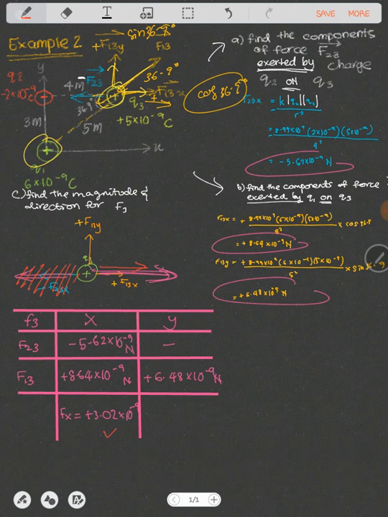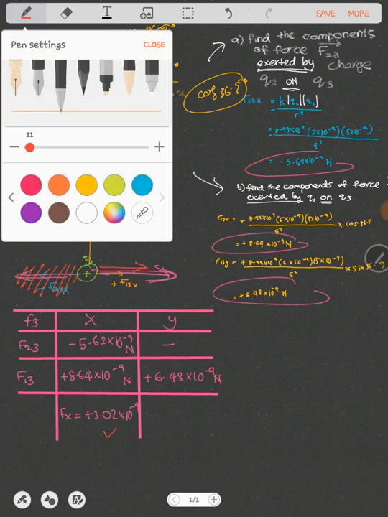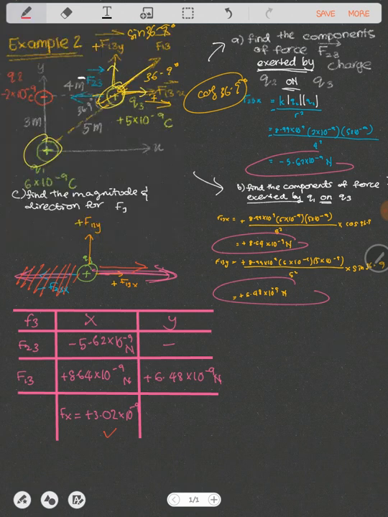And then continue to get for the y components punya net force is of course 6.48 times 10 to the power negative 9 newtons, because 6.48 times 10 to the power negative 9 newton plus with 0, maksudnya 0 newtons, so it will get the same answer. So this is Fx and this is Fy, the net force punya.